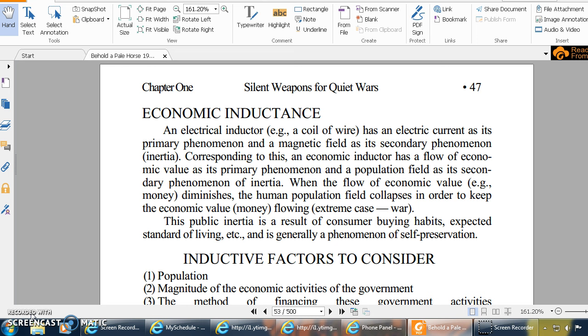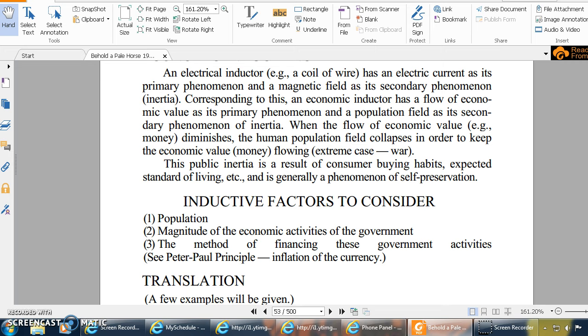Now, when the flow of economic value, e.g. money, diminishes, the human population field collapses in order to keep the economic value, money, flowing. Extreme case, war. This public inertia is a result of consumer buying habits, expected standard of living, etc., and is generally a phenomenon of self-preservation.